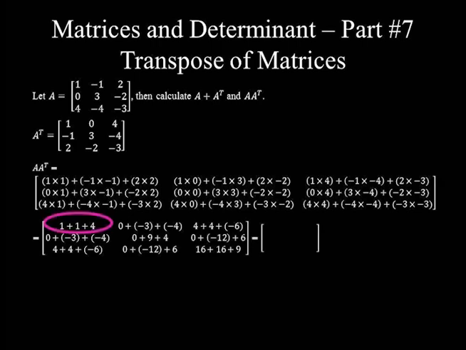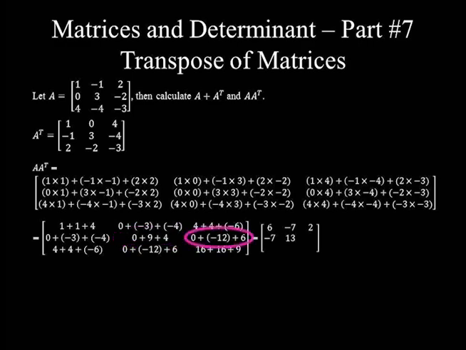2 plus 4 equals 6. 0 plus -3 equals -3. -3 plus -4 equals -7. 4 plus 4 equals 8. 8 plus -6 equals 2. 0 plus -3 equals -3. -3 plus -4 equals -7. 0 plus 9 equals 9. 9 plus 4 equals 13.